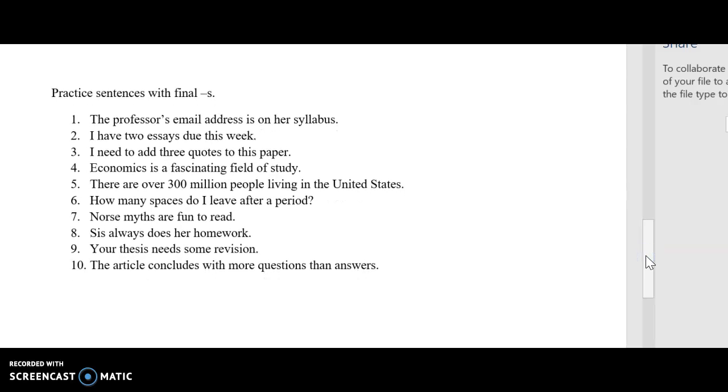And finally, I have some sentences for you, and all of these sentences have some words that end in final S. So you can say them after me, or you can stop it and practice.